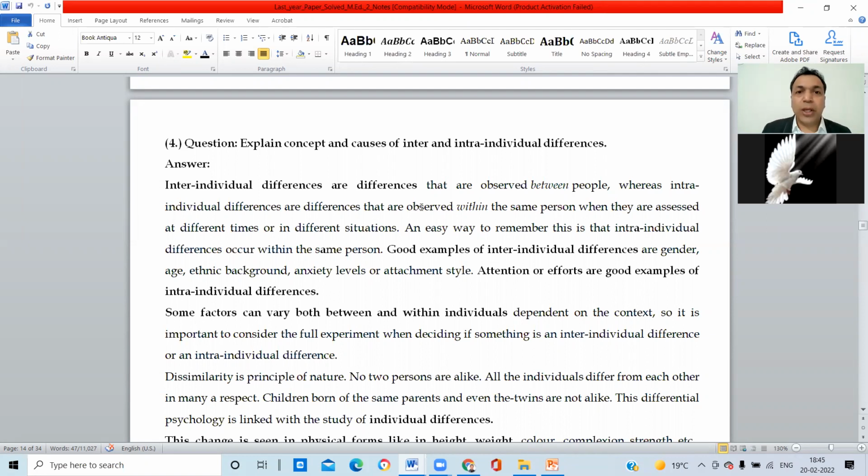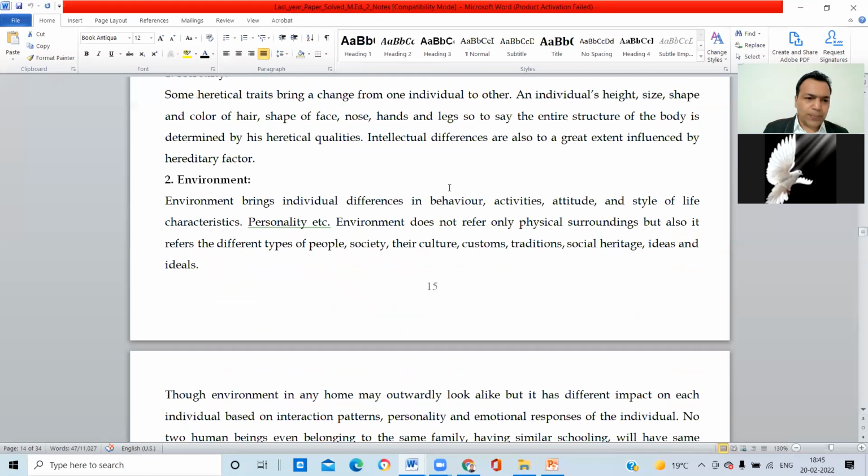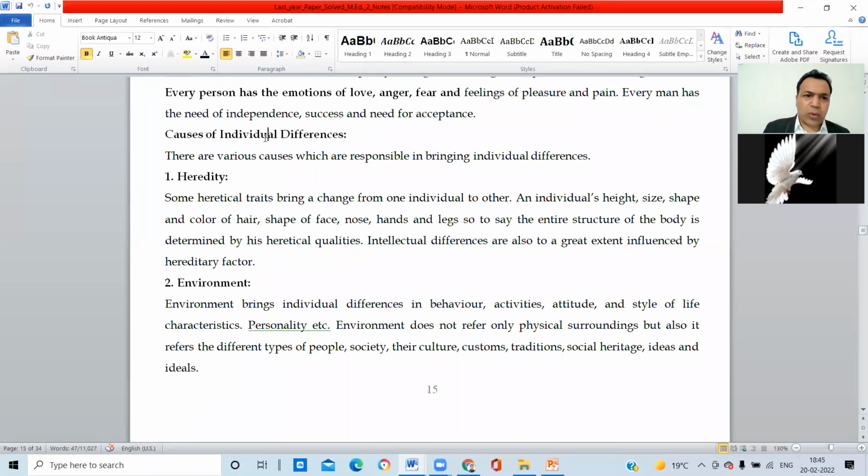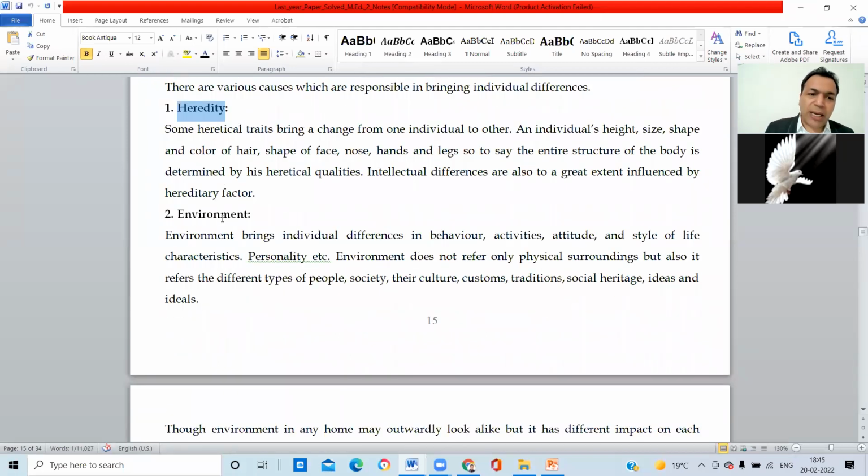Then you have to talk about the causes of individual difference. What are the causes of individual difference? Heredity, environment, and so on. Then you have to talk about the causes of heredity. Some students are sharp, some are intelligent, some are average, sometimes because of heredity, but the environment also plays an important role.